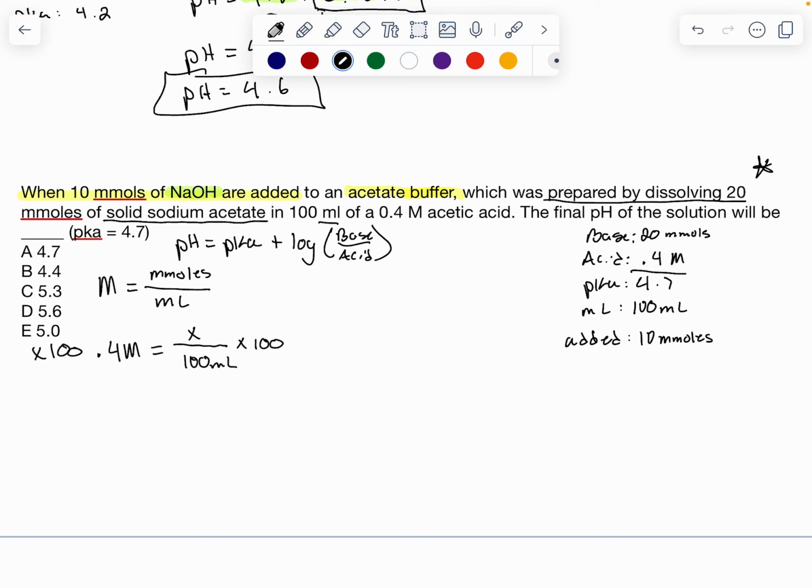So 0.4 times 100, that is going to get us 40 millimoles. So I'm going to change this little 0.4 molar concentration right here into millimoles. We have 40 millimoles. Cool. So look at that. Base, 20 millimoles. Acid, 40 millimoles. Added, 10 millimoles.